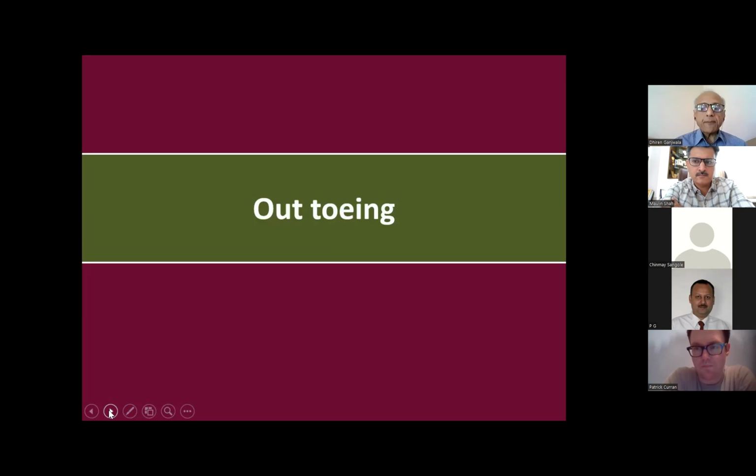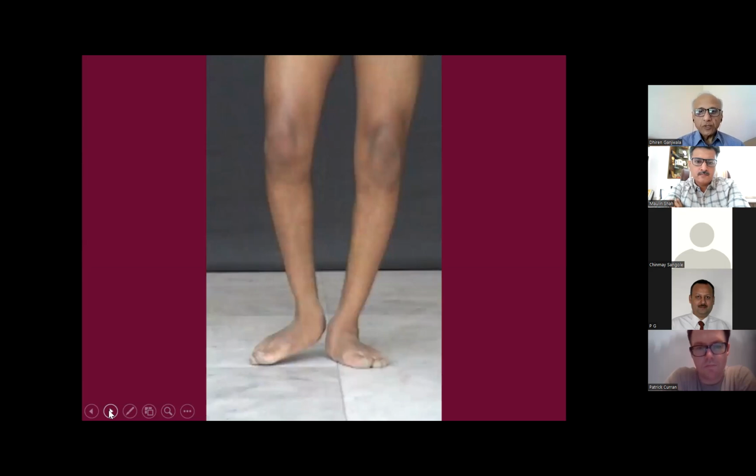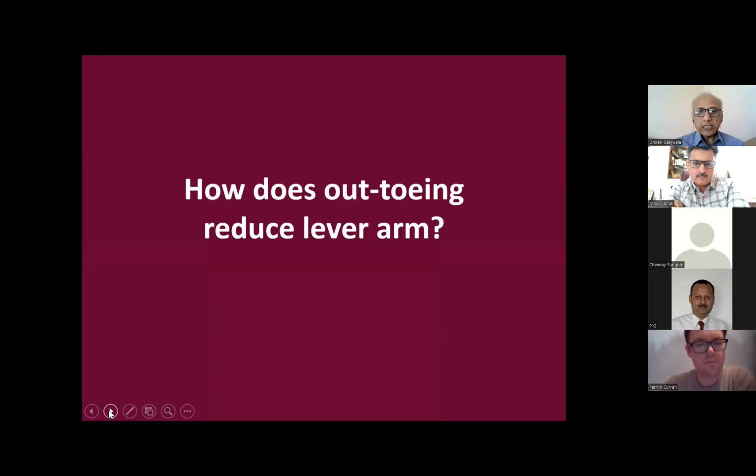Okay, then we see many children who have an external tibial torsion, and because of that, they walk with an out-toeing gait. So if we look at this diplegic child, he is walking in the direction of the black arrow. However, his feet are pointing in this direction. They are pointing outwards. So the next question is this: how does out-toeing reduce lever arm?